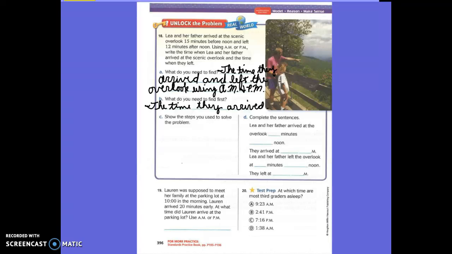So let's complete the sentences. And we can show our work if we need to. Complete the sentences. Leah and her father arrived at the overlook blank minutes blank noon. What did it say that they arrived? 15 minutes before noon.